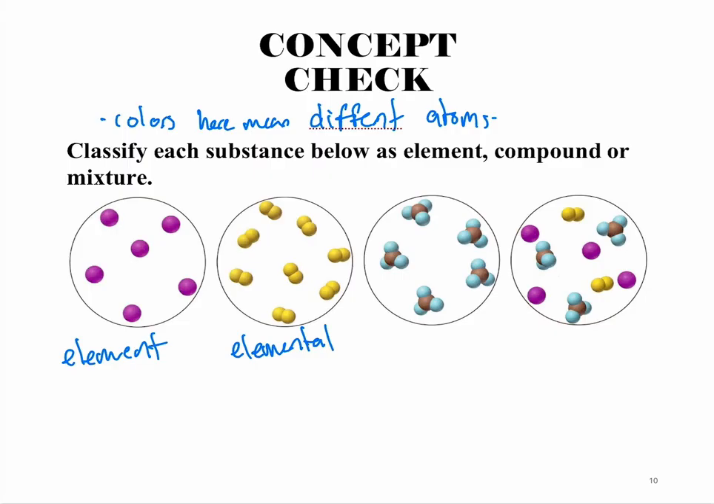What about the next one? Is that a mixture, compound, or an element? A compound, right? Because it's still all composed of the same molecules, but each molecule has different elements in it, right? So this is going to be a compound. And what about the last one? Is that an element, compound, or a mixture? This is going to be a mixture, right?